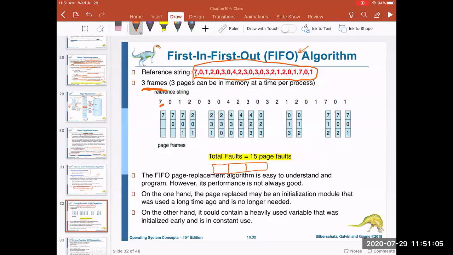So the first page called would be 7, and there will be one page fault. Is it clear? Yes or no? This is a page replacement algorithm, first in, first out. How it works, I'm explaining it right.